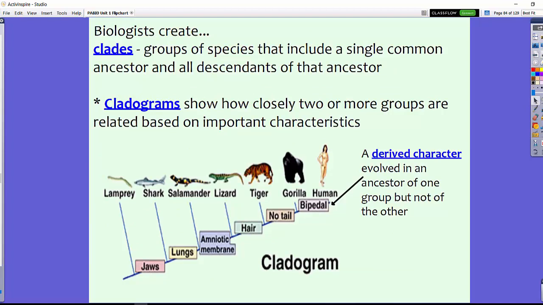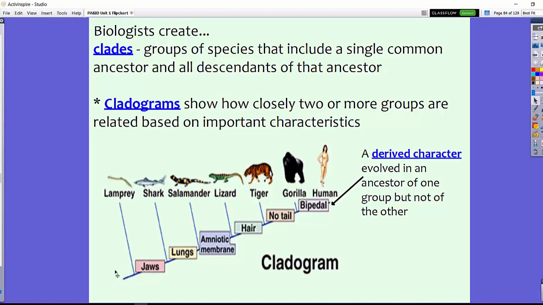So biologists create something called clades, and these are groups of species that include a single common ancestor and all descendants of that ancestor. So a clade, or even a cladogram, depending upon how we're talking about it. These cladograms show how closely two or more groups are related based on important characteristics. If we take a look at this picture here, it kind of looks like a family tree, how we would do our family histories.